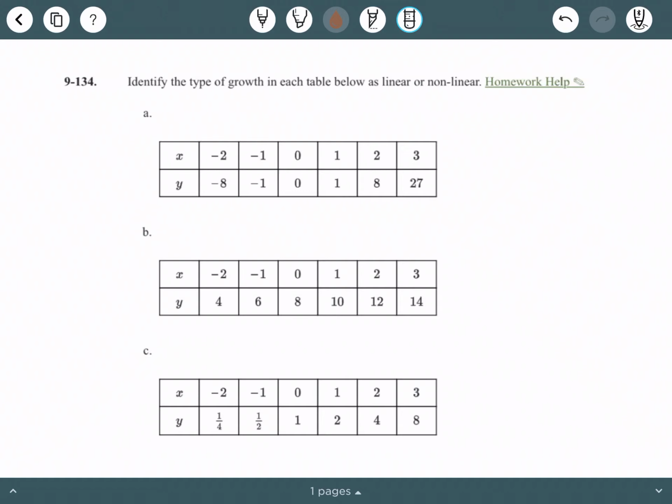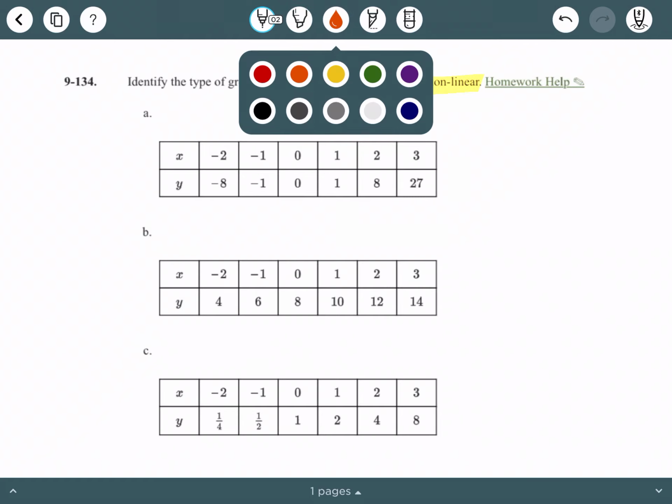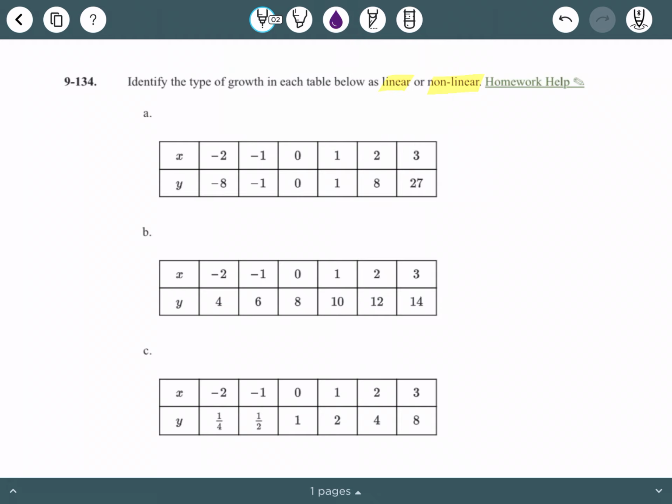Problem 9, 134: identify the type of growth in each table below as linear or non-linear. All right, this isn't going to be bad at all. If we're identifying as linear or non-linear, let's take a look at part A. We can see in the top here that we're just adding 1 each time, which is nice. That really makes it easy on us. So we're just adding 1 every time for our input, or our x value.